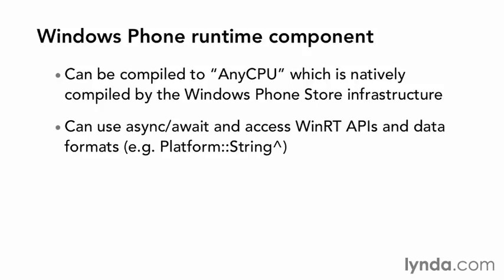So let's go take a look, and we'll build a simple managed app. We'll add a simple Windows Phone runtime component and be able to instantiate the C++ code from our C# code. And then in the next video, we'll go back and retool our Hello World app to include a call to a C++ module inside the process of Hello World. So let's switch over to Visual Studio.